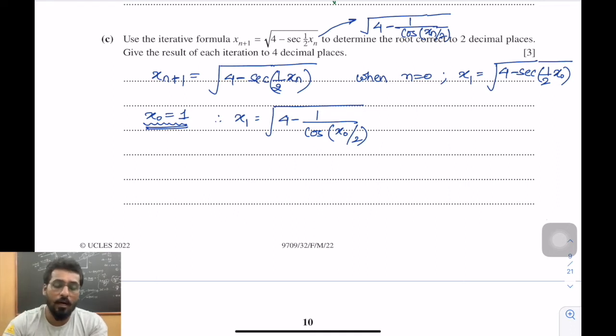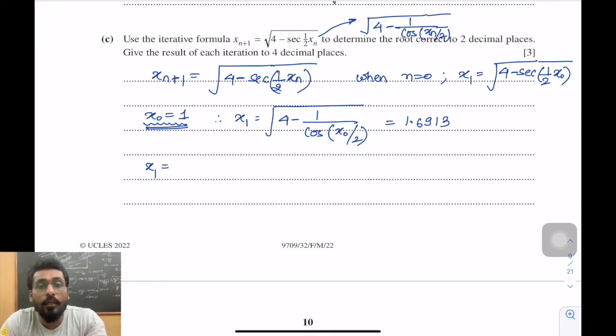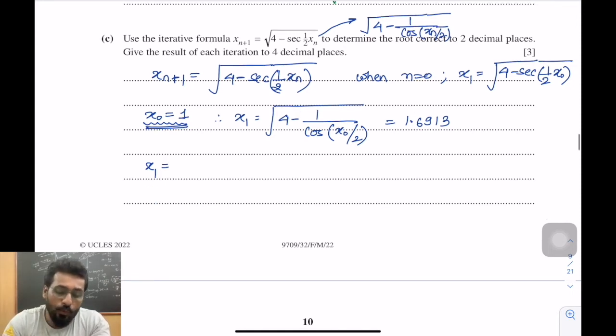So the value has come 1.6913030069. I want to write up to 4 decimal places. So it's going to be 1.6913, 4 decimal places. Now this x1 value is the next value that we'll be using for the second iteration. So x1 is 1.6913. So you're going to get x2 now.